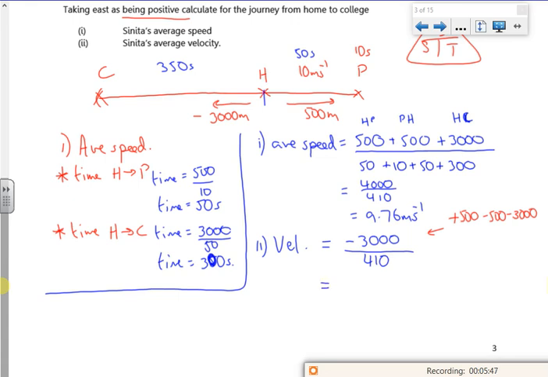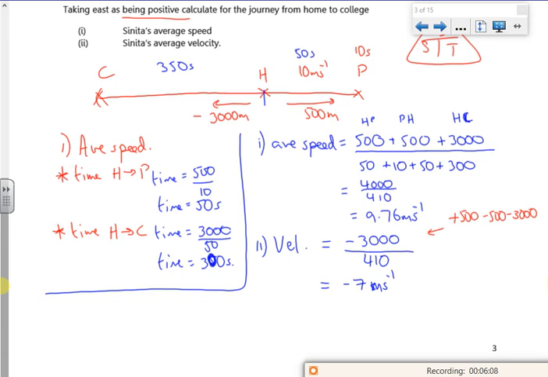So my average velocity is about -7 metres per second there. So there's a big difference between speed and velocity. So you've got to be careful for that.